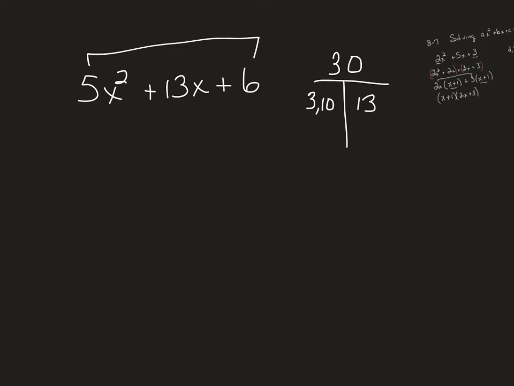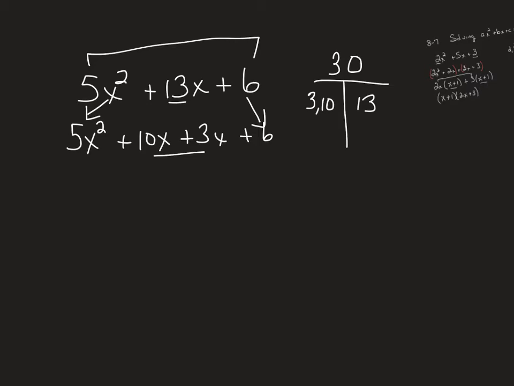So I'm going to write them down, 5x squared. Now I want to write down the term that has something common with 5x squared, and that's going to be plus 10x. And then we have plus 3x. That gives me the 13 that I need right there, plus 6. Notice this stays the same and this stays the same. These two middle terms have to add up to the middle term of the trinomial.